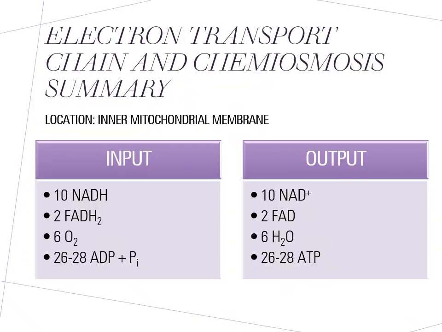So in summary, the electron transport chain and chemiosmosis together required 10 NADH and 2 FADH2 from the earlier stages of cellular respiration, along with 6 molecules of oxygen and 26 to 28 ADP and phosphates. From that, it produced 10 NAD+, 2 FAD, 6 molecules of water, and 26 to 28 molecules of ATP.